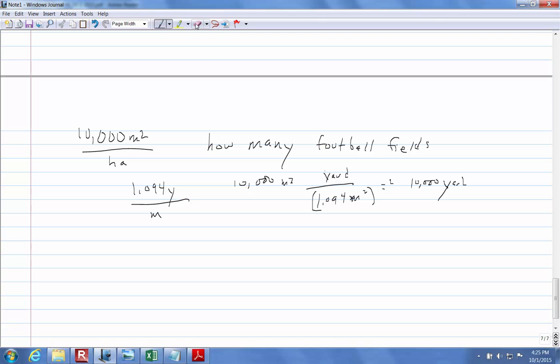Let's go the other way here, it's in the book. Let's do it a different way. Let's do feet. I like feet better. So 10,000 square meters. This is one I can remember. There's 3.28, isn't it? Feet per meter. Yep.